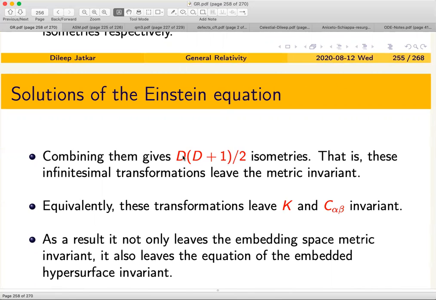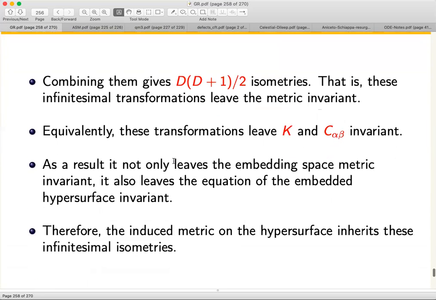If you know the Killing vector and its covariant derivative, you would be able to determine the Riemann tensor, and then using the Riemann tensor, the Killing vector and its covariant derivative, you should be able to move the Killing vector from a particular point to another. So given the fact that these are isometries, they should leave this K and the C invariant, because isometry leaves the metric invariant.